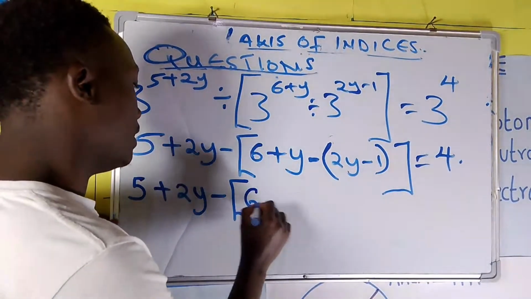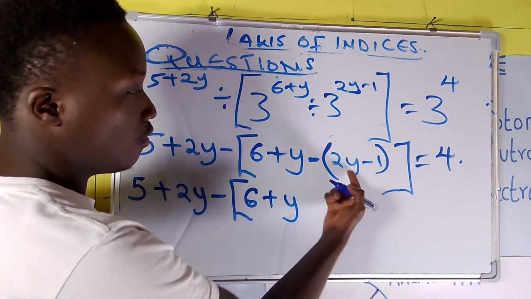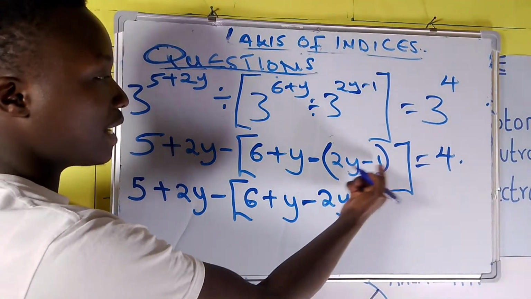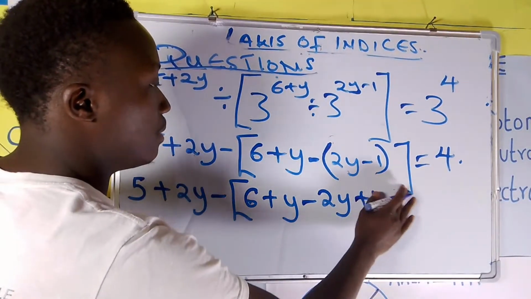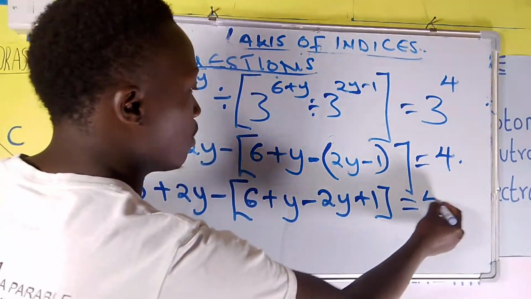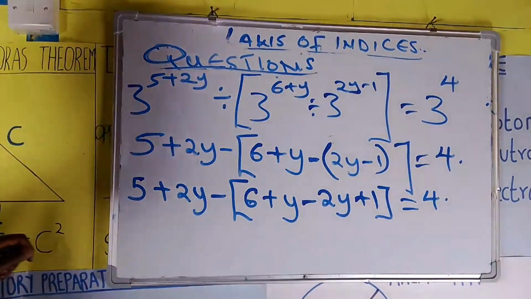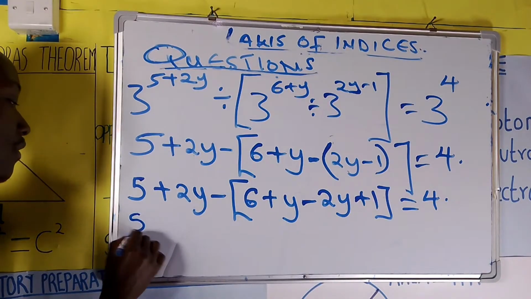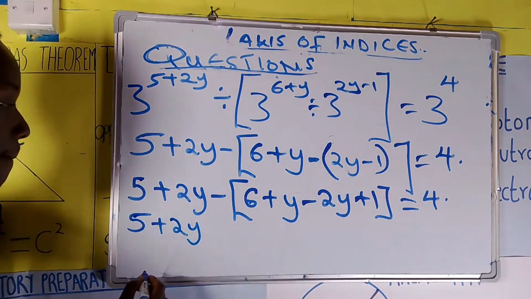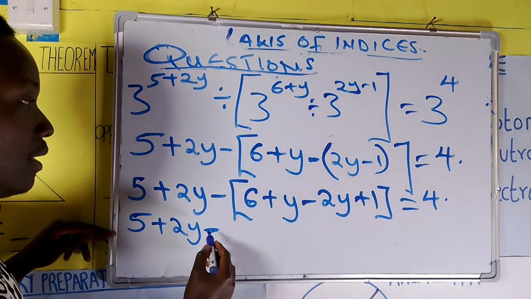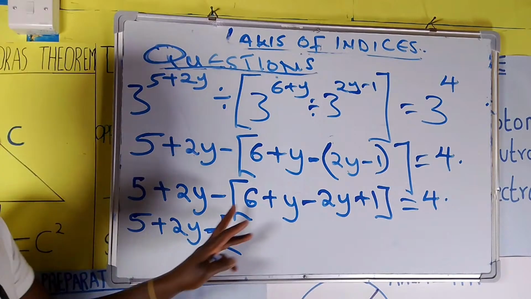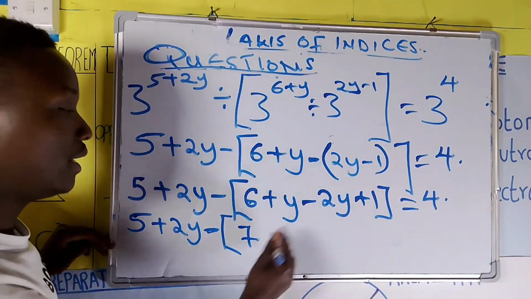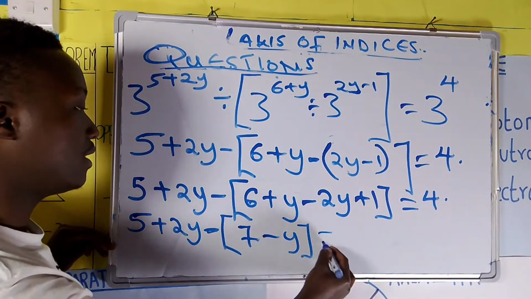So itakuwa into bracket 6 plus y, tufungue hapa, minus negative times 2 is minus 2y, negative times negative 1 will be plus 1, then tufunge is equal to 4. So hapa tuko na 5 plus 2y minus, tuweke right terms together. 6 plus 1 ni 7, then y minus 2y is negative y, then is equal to 4.